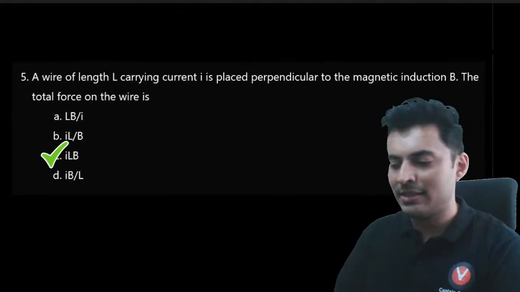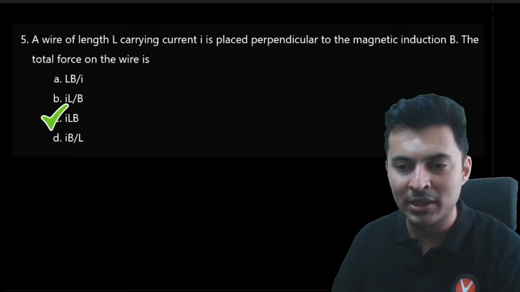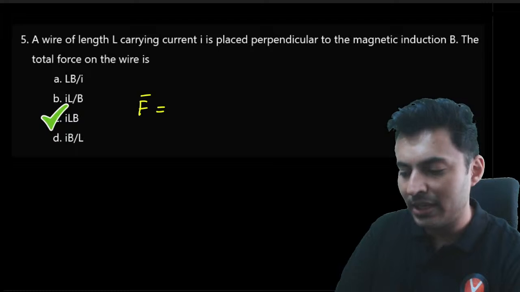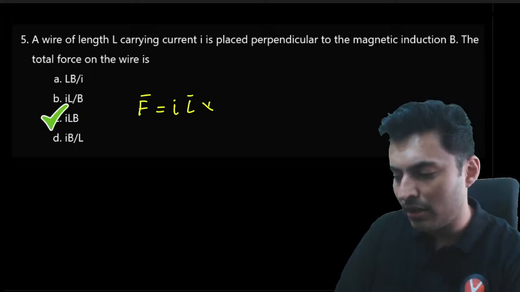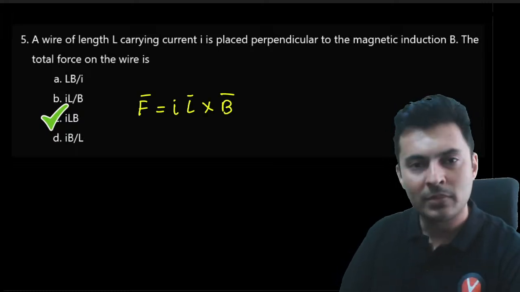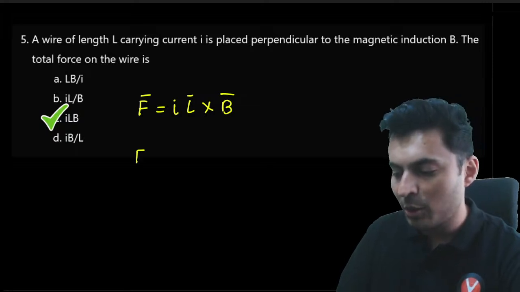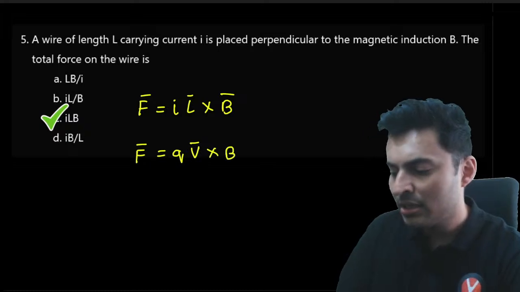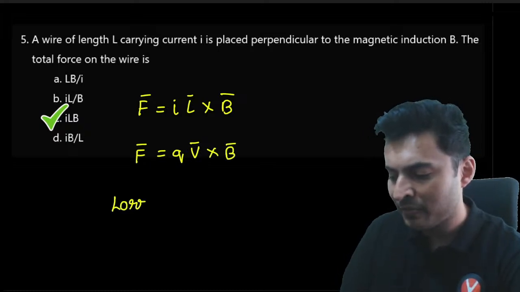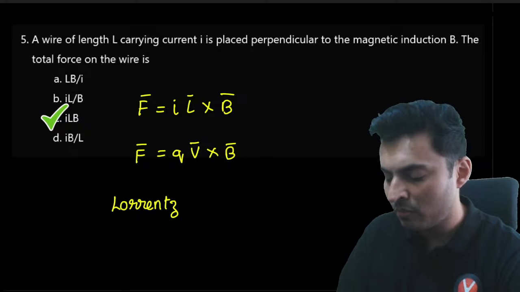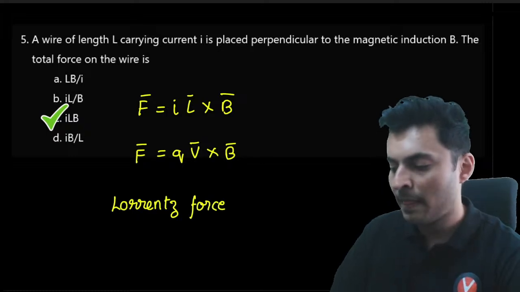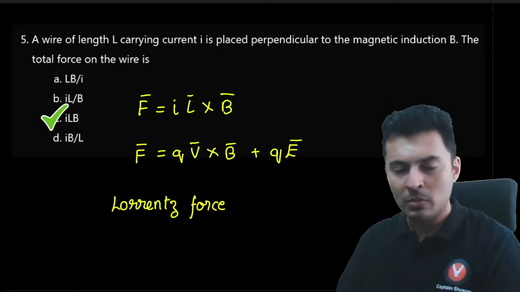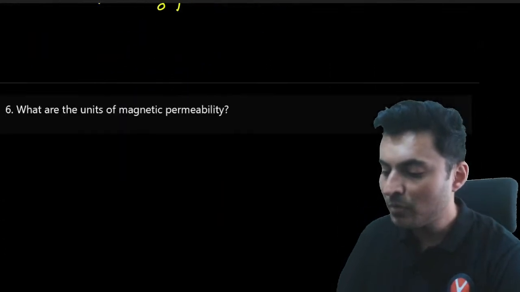The options are just confusing. Nothing more, nothing less. It is actually simple. The actual vector form is IL cross B. Remember that. That is the force. And if you talk about a charge, it is Q V cross B. These are your Lorentz forces, which you should know. And if there is an electric field, then there is Q into E also. You should know these formulas.